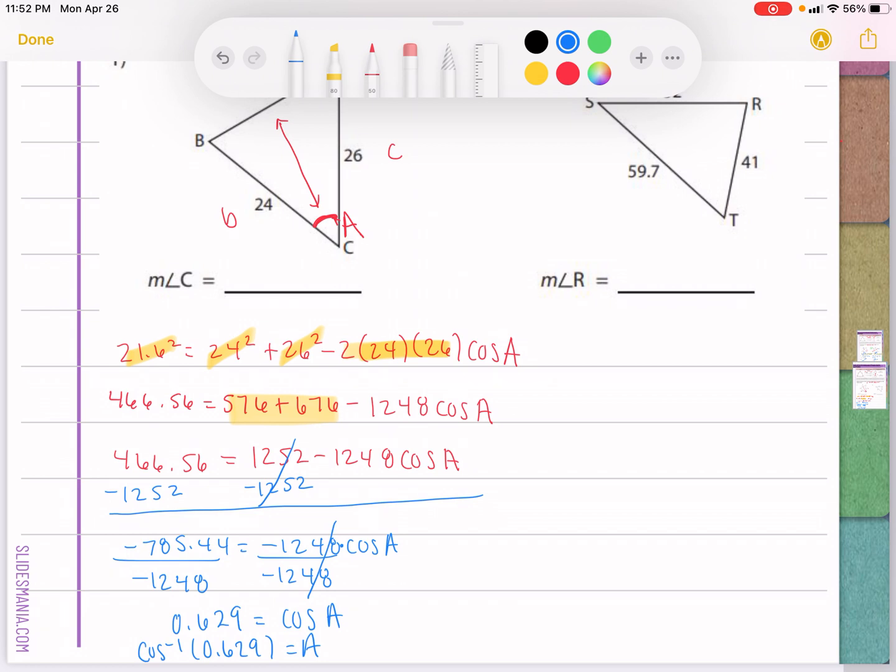So I did that on a calculator. That comes out to about 51.0. So A is 51.0. So here in my picture, this angle would be about 51.0 degrees.